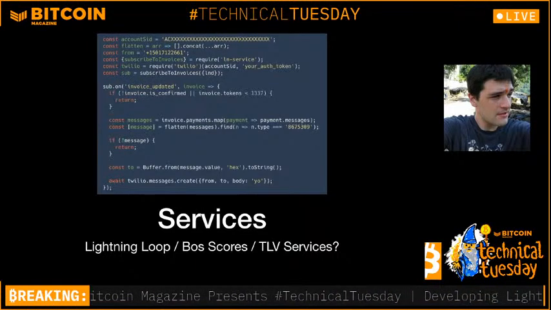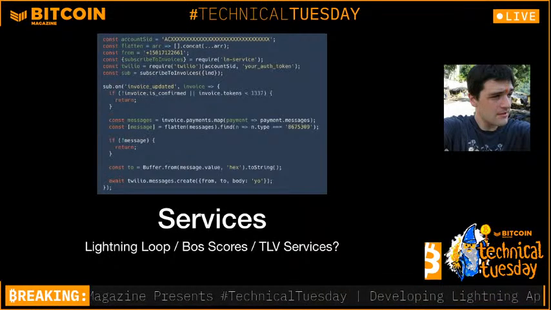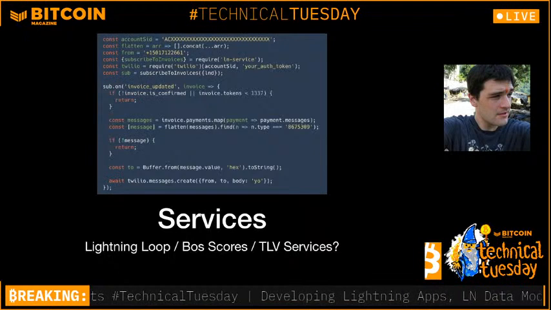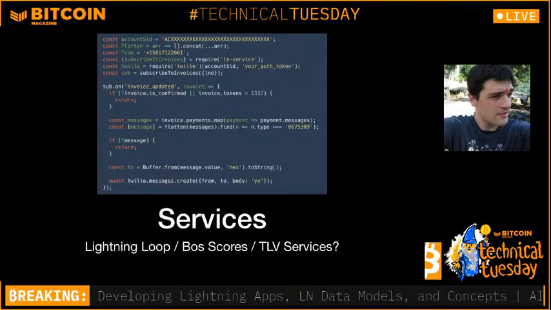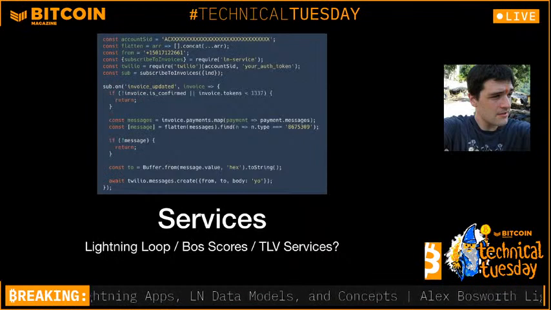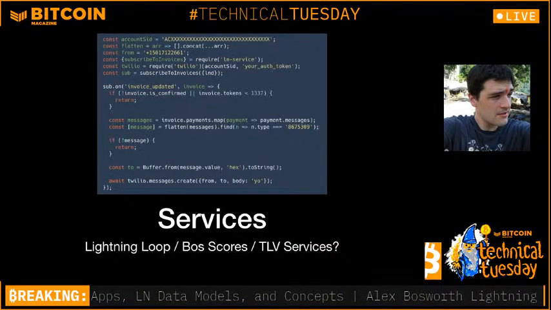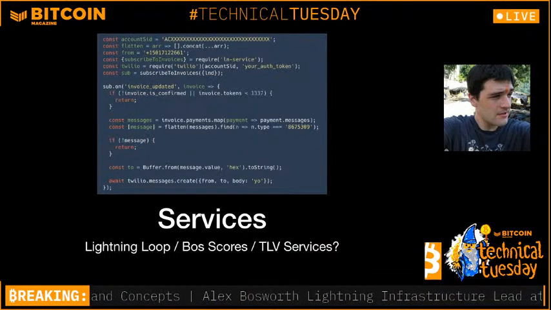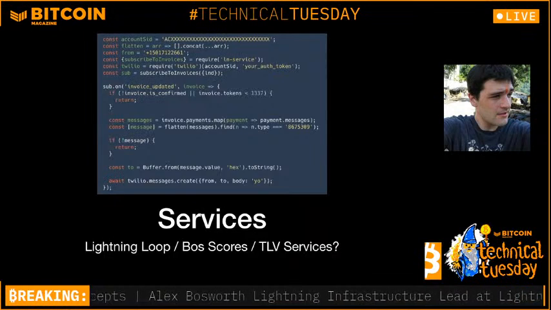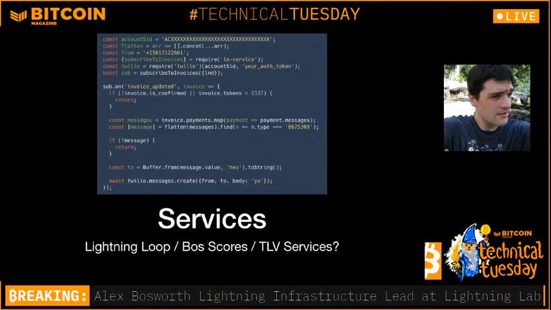And I've worked on certain services myself, like submarine swaps. Lightning Labs offers this service called Lightning Loop. We have also worked on this concept called BOS scores, an API that Lightning Labs has used to make recommendations of which nodes you should use as your routing nodes. Who should you peer with? Let's say that you're new to the network, who would be a good routing peer? And the BOS scores is just a way to get an API for that.